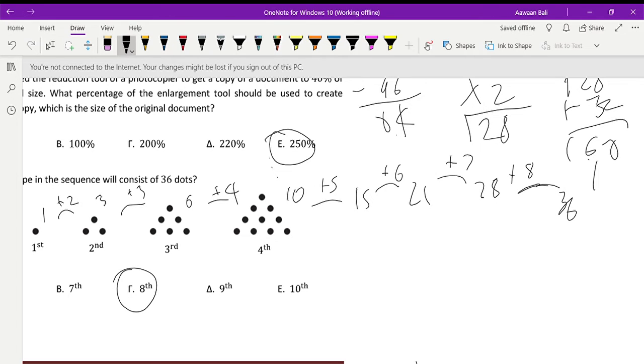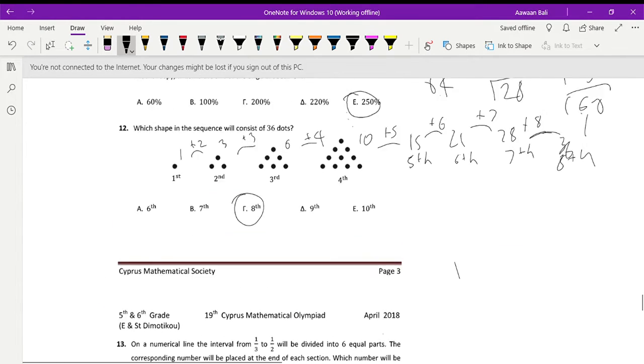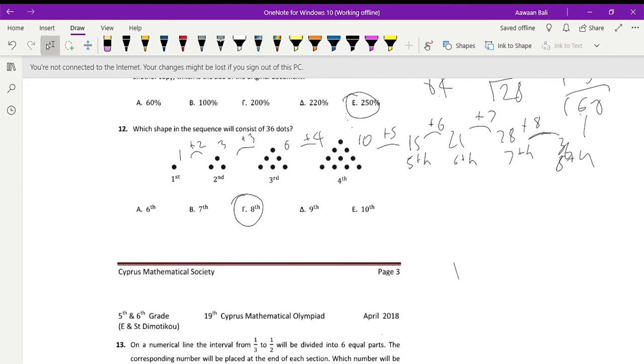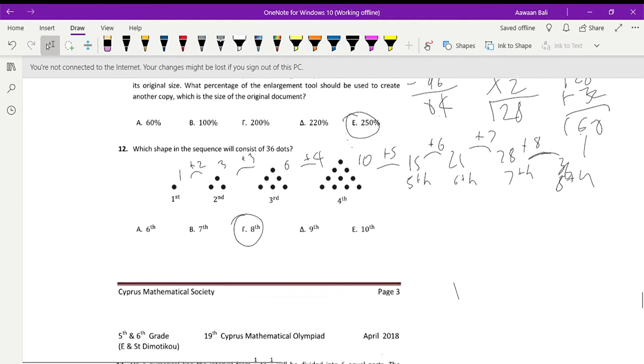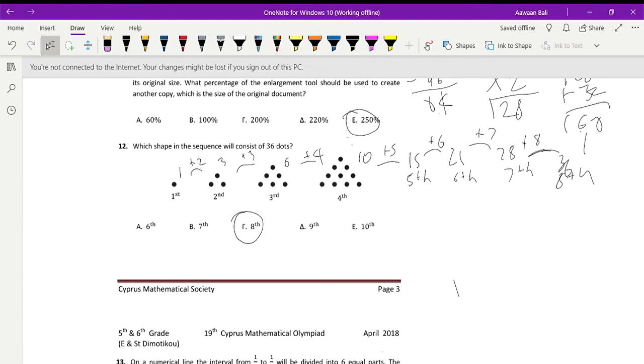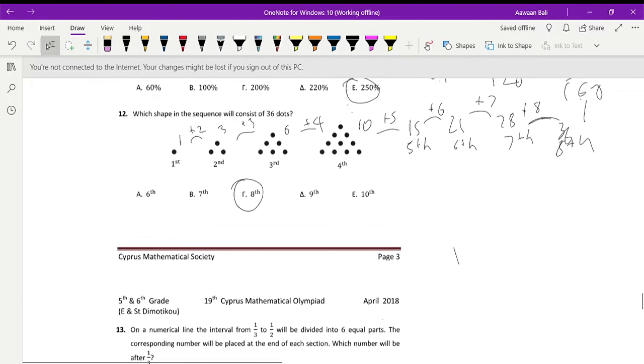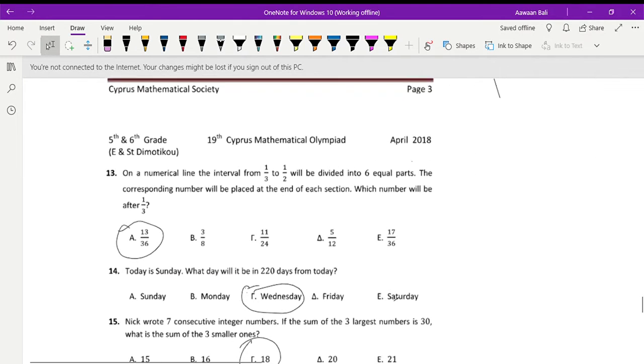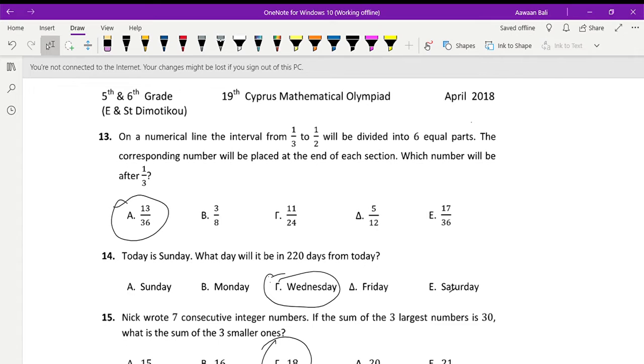And that's 5th, 6th, 7th, 8th. So therefore the answer is gamma, the 8th one. If you know the formula, you can message it down in the comment below, but here's the answer. If you can't find the formula, it's the gamma, the 8th. And you can just do it directly by just adding the rest of the differences, or the spaces between them.